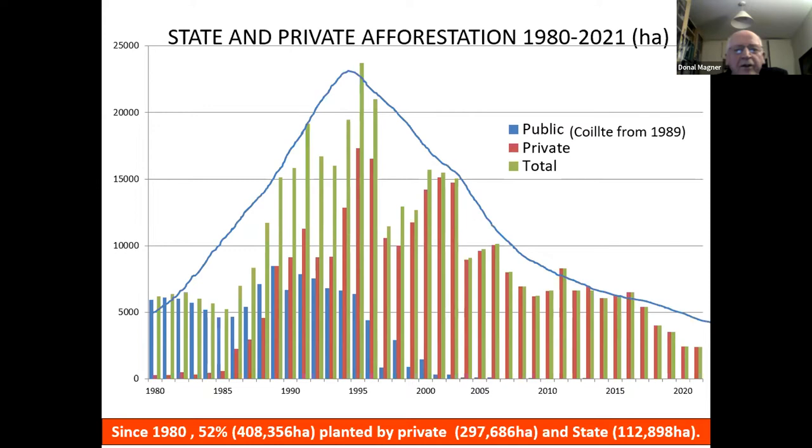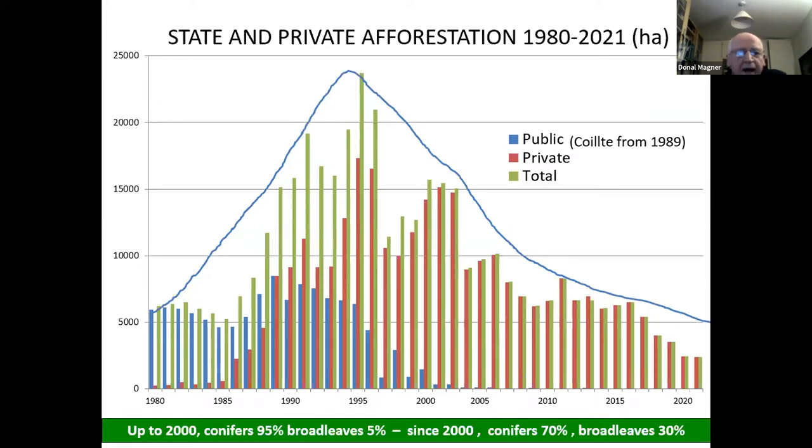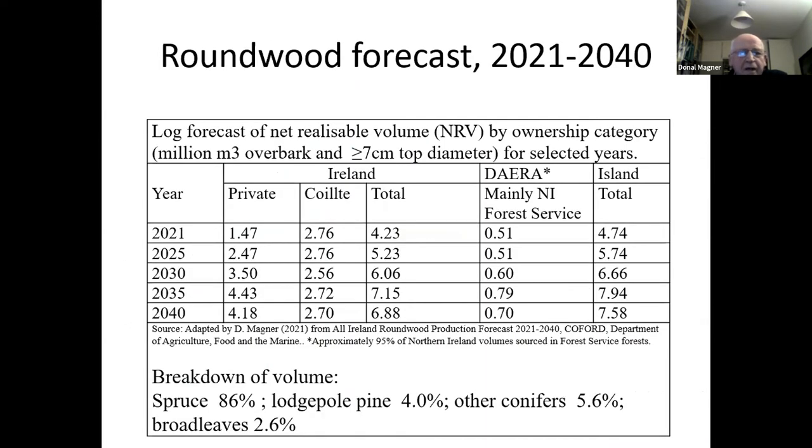So another unique feature of Irish forestry has been the division between public forests and private forests. Up until about the early 1990s, the state planted virtually 95% of all forests. Since then, the private sector has been planting virtually all the forests. The breakdown of species with the private sector is about 70% conifers, 30% broadleaves, that's since 2000. So Aodan talked about supply, and this is basically what we've got at the moment.